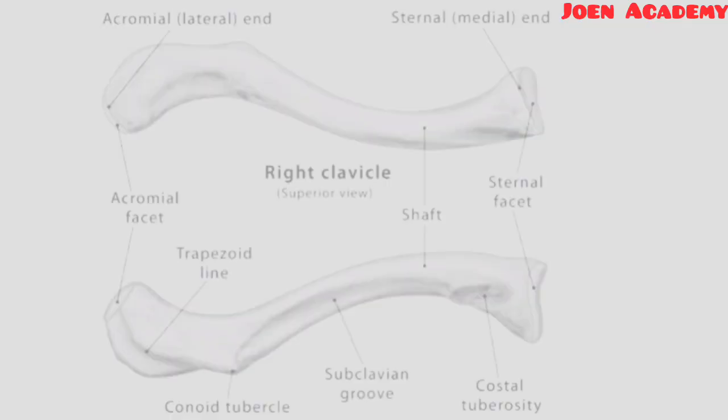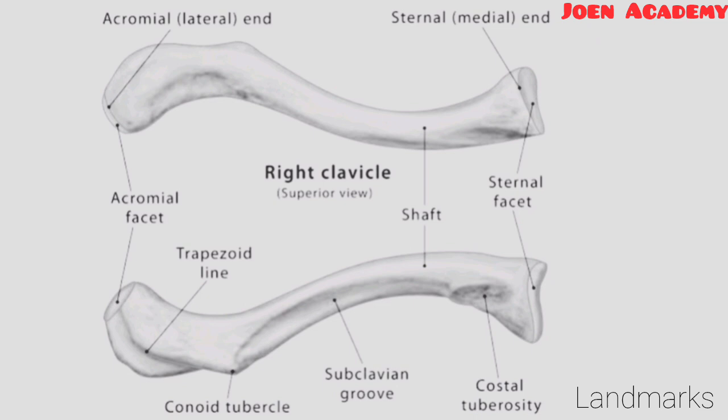Let's look at the bony landmarks and articulations of this bone. The clavicle is a slender bone with an S shape. Facing forward, the medial aspect is convex and the lateral aspect is concave. It can be divided into a sternal end, a shaft, and an acromial end. The sternal end can also be called the medial end.